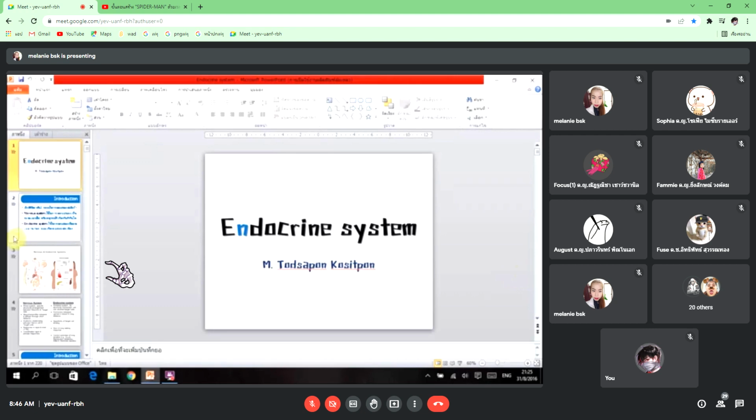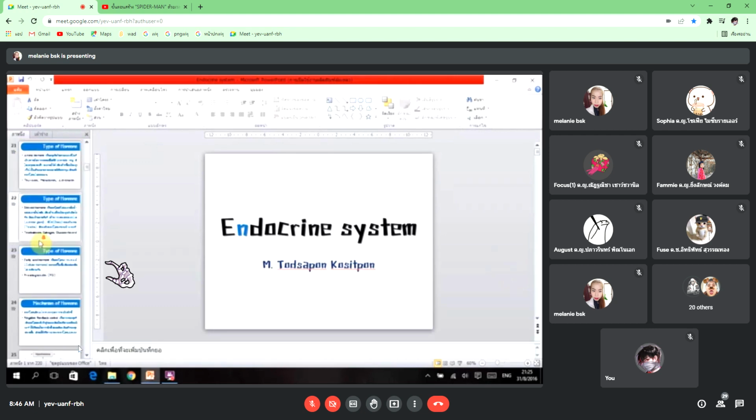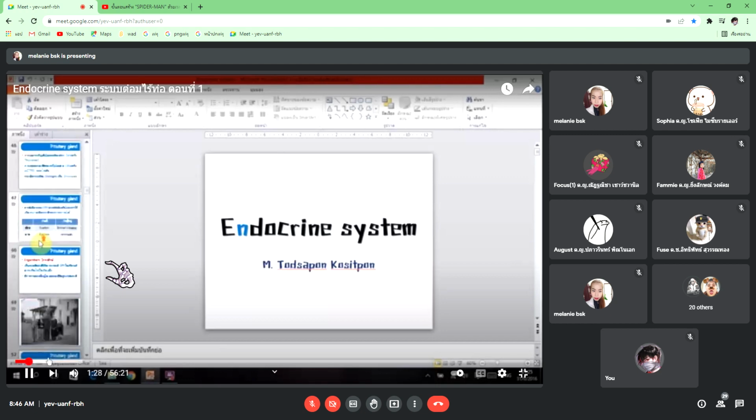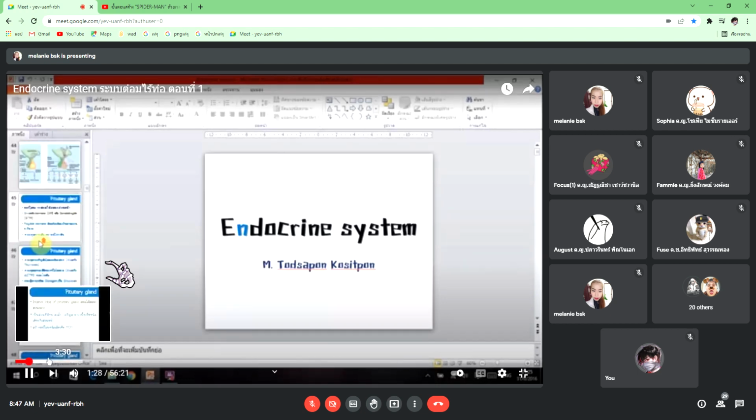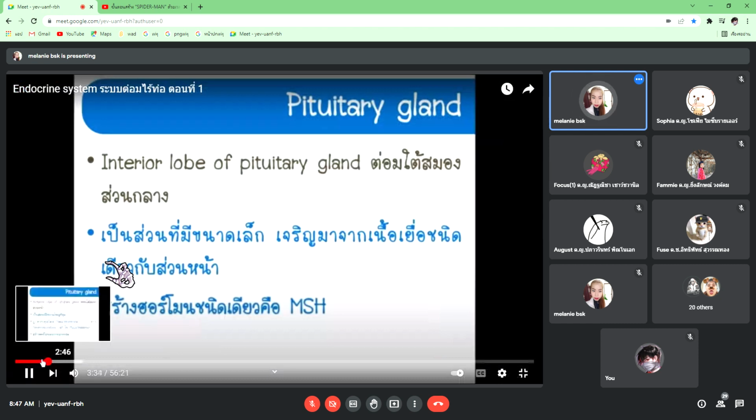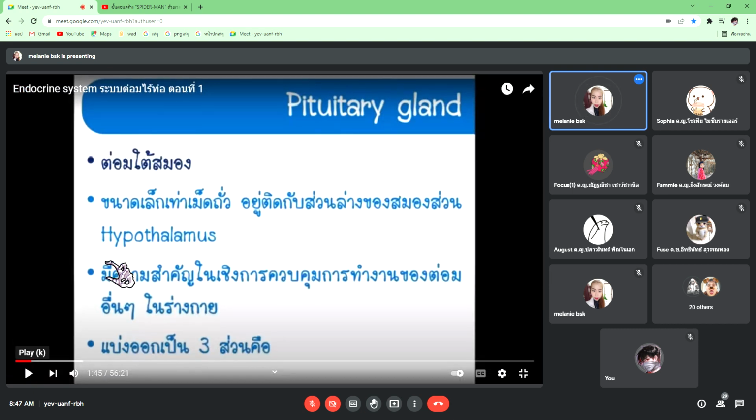We'll skip ahead, scrolling down the slide, because the space is very small. We're going to start today with the hypothalamus. One organ responsible for controlling hormones in our body is the pituitary gland, located in the lower part. The hypothalamus is inside your brain. It is responsible for, just a moment, it will show later on.